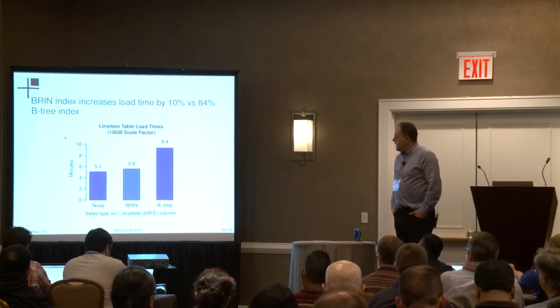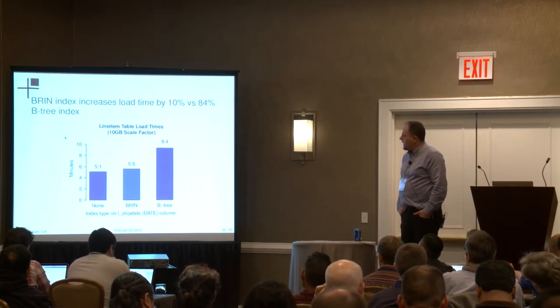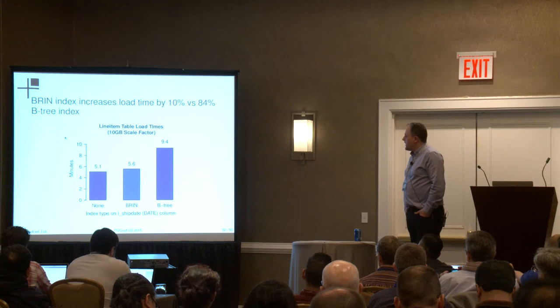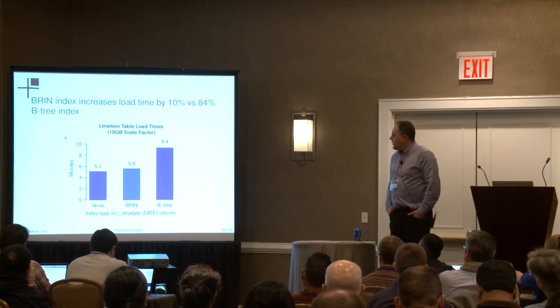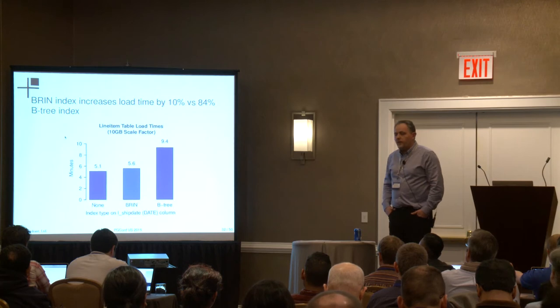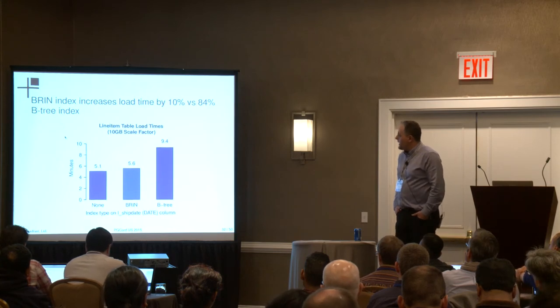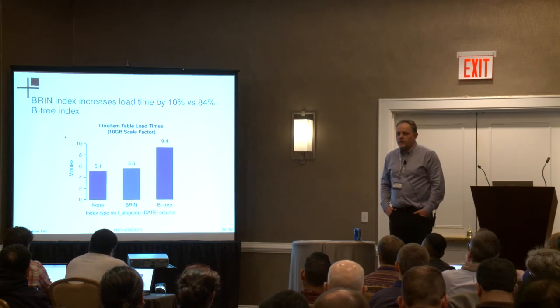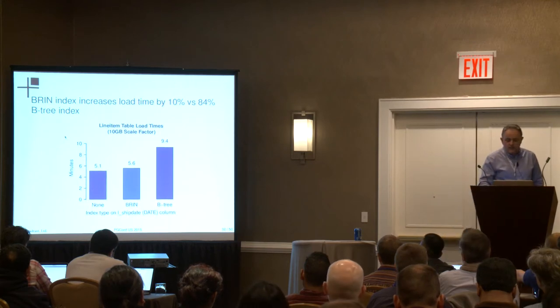The column on the left is how long it takes to load a table with data, and in that case it took 5.1 minutes to load a 10 gigabyte scale factor test. With the BRIN index added onto that table, the load plus the index build took 5.6 minutes. And now with one B-tree index, the load time leaps up to 9.4 minutes. So the effect of the B-tree index is to almost double the load time, whereas in the case of the BRIN index, we're basically only adding 10% to the load time.